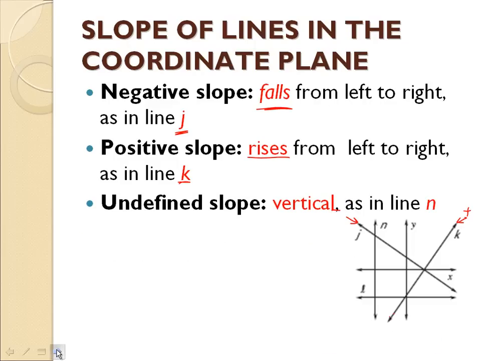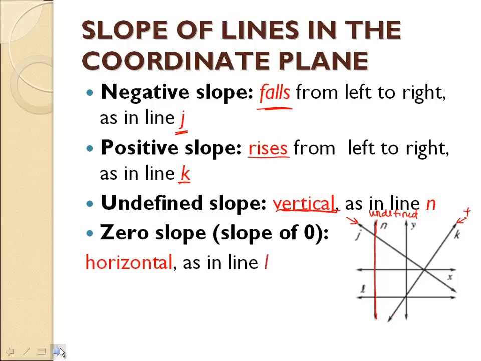An undefined slope is when we have a vertical line, like line N. So line N right here would have an undefined slope. And then a slope of 0 is when we have a horizontal line, such as line L. So line L right here would have a slope of 0.